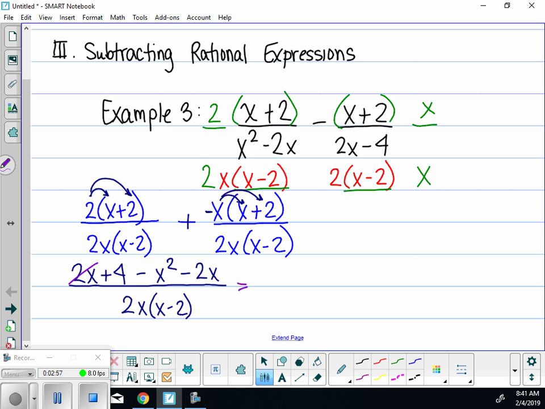So I have 2x, subtract 2x. So usually we put the highest power in front. So we put in the negative x squared plus 4 over 2x times x minus 2. We should really try to simplify that if we can.